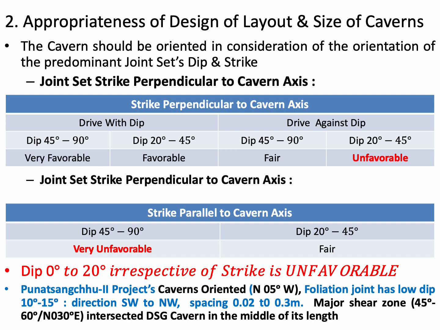But if the drive is against the dip, then the dip of 45 degree to 90 degree is fair, but a dip of 20 to 45 degree makes unfavorable conditions for tunneling in that kind of situation, where the dip of the joint is 20 degree to 45 degree and the drive is against the dip.